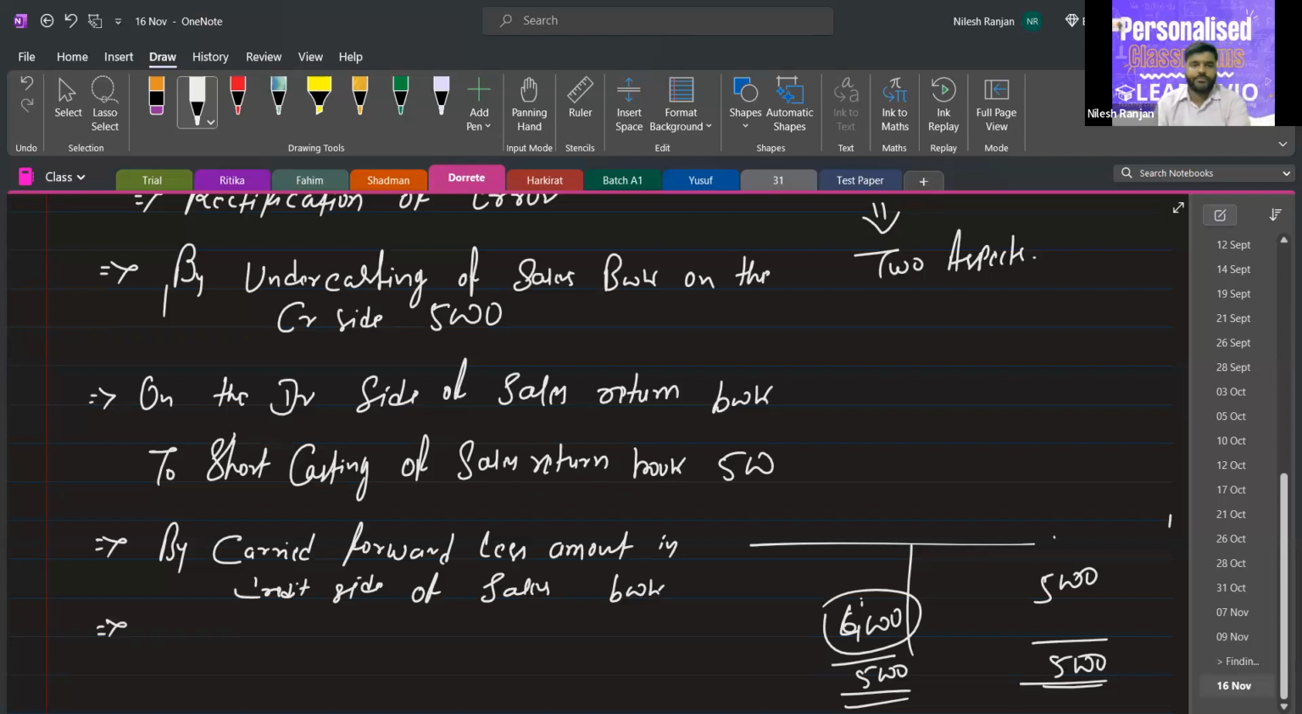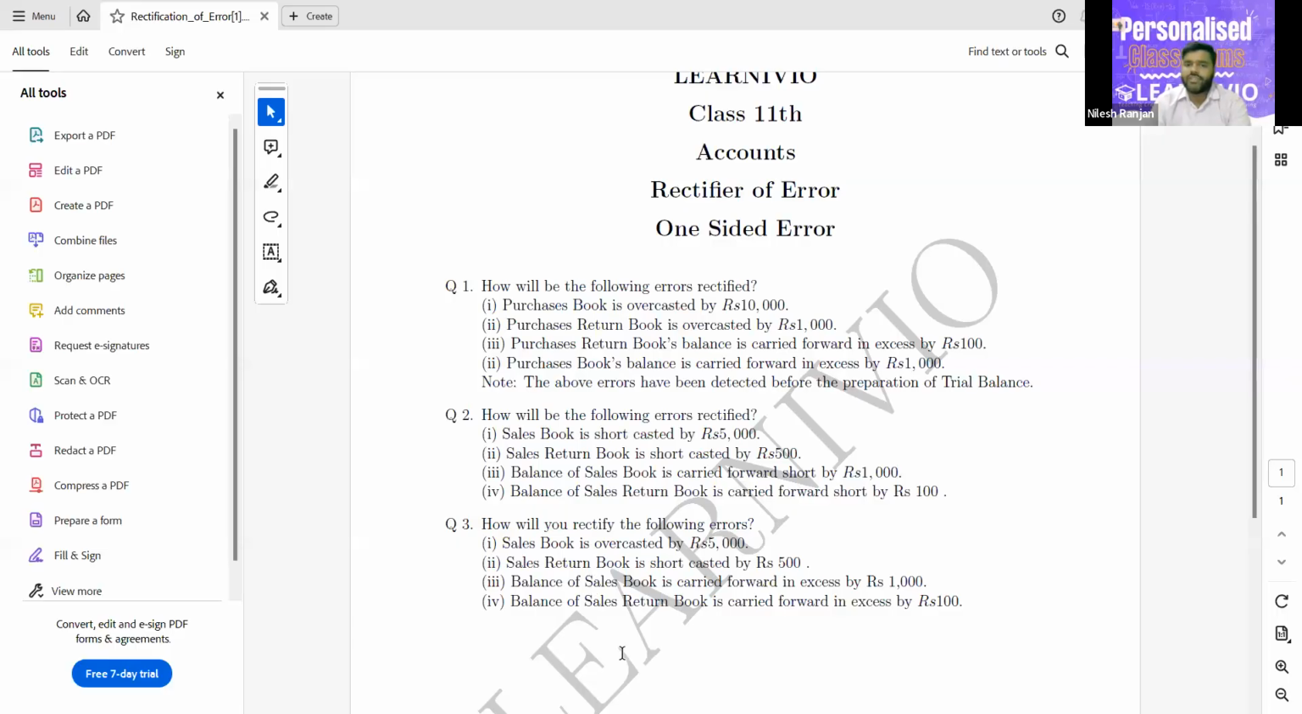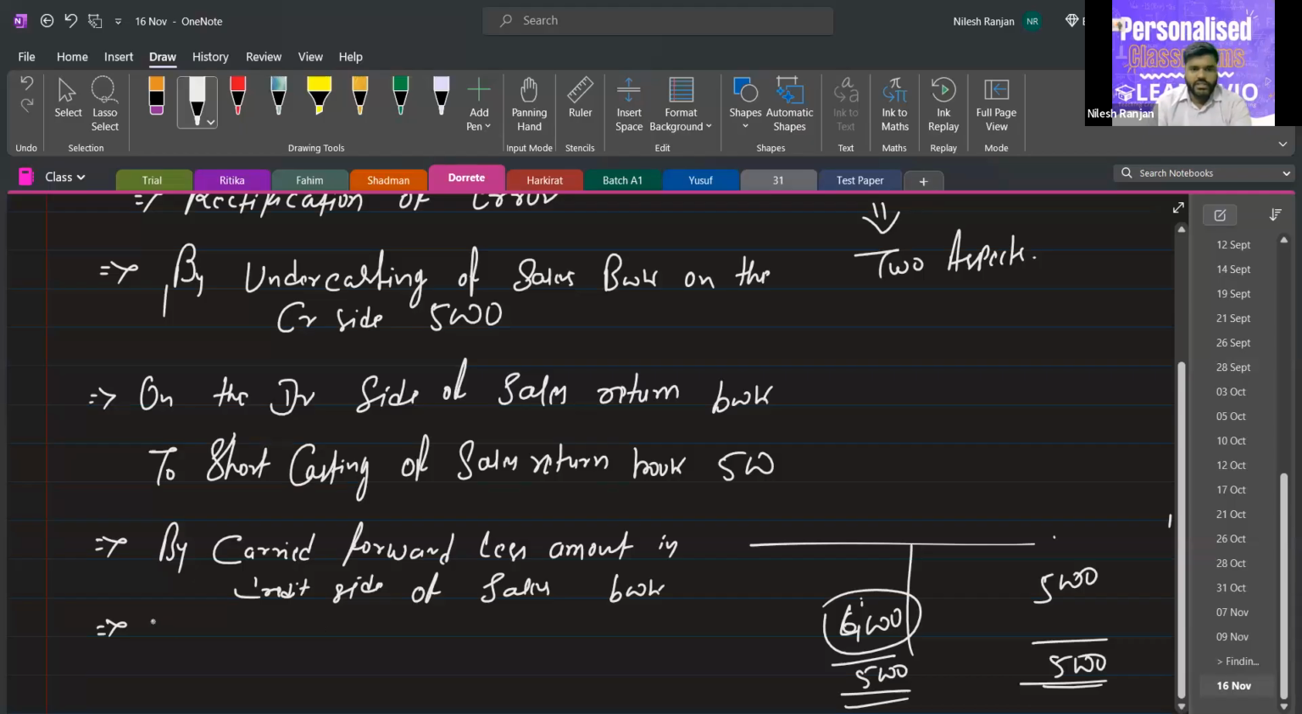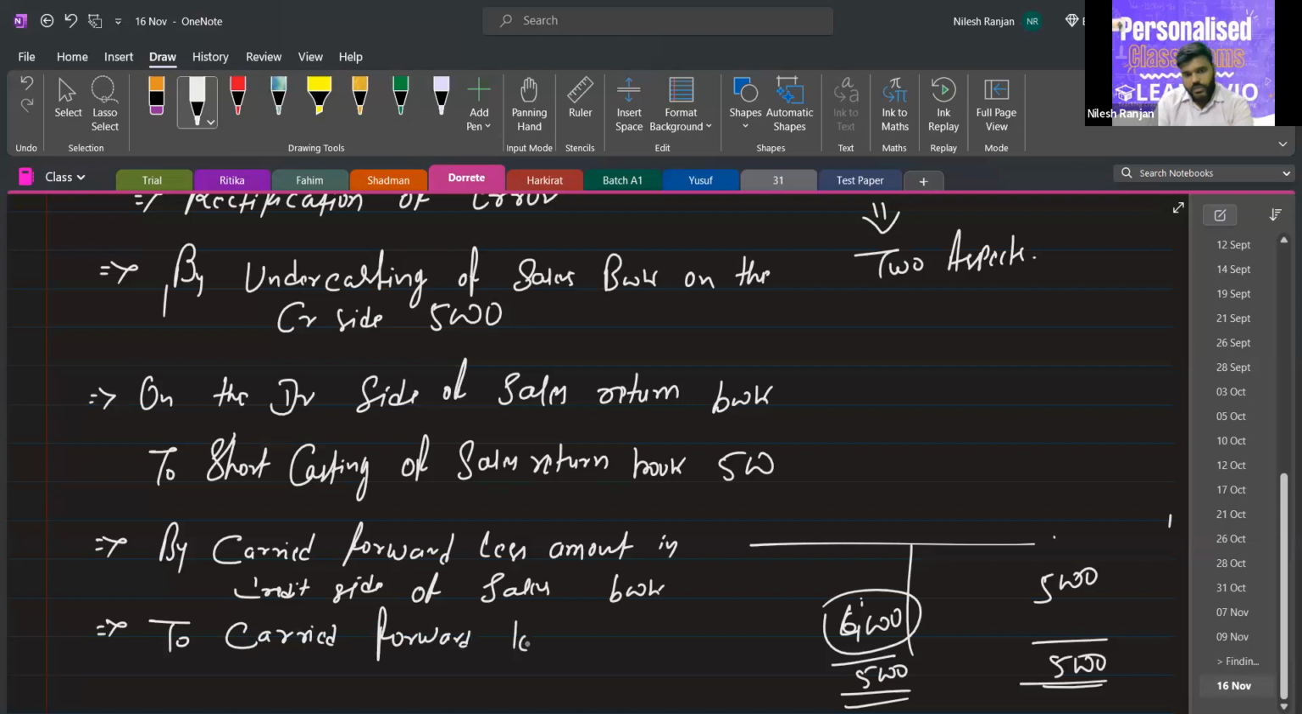Then the last one. The last one is balance of sales return book is carry forwarded short by rupees 100. Again, the sales return book. So in this, it will be carry forwarded less amount rupees 100 on the debit side of sales return book.